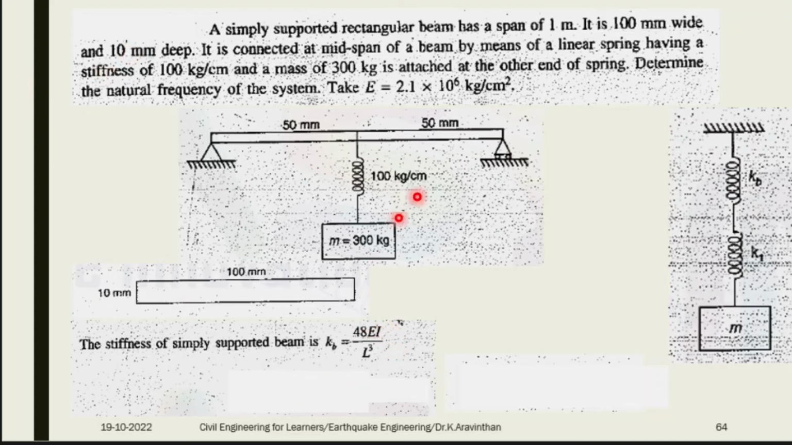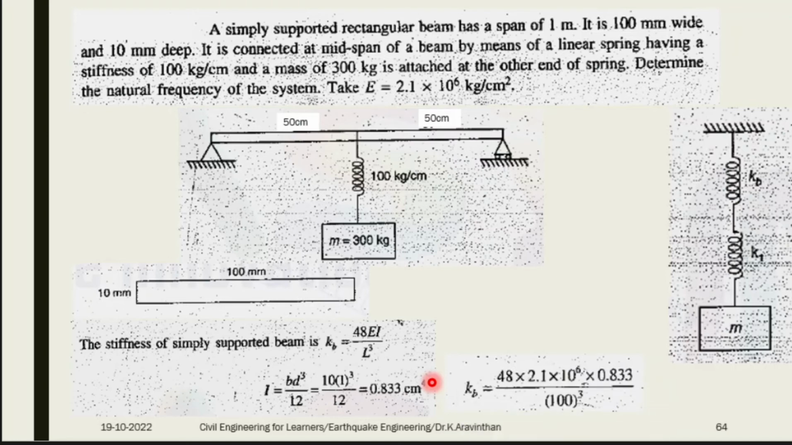Now what is your overall length? Length is 1 meter. The stiffness of a simply supported beam, KB, is 48 EI divided by L cube. Now you can find I equal to BD cube by 12. Your breadth is 100 and depth is 10. Here it is substituted in terms of centimeters: 100 millimeter is 10 centimeter, 10 millimeter is 1 centimeter. Divided by 12, you will get I in terms of centimeter power 4.